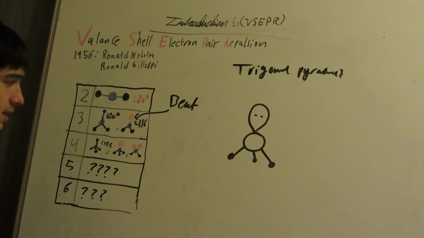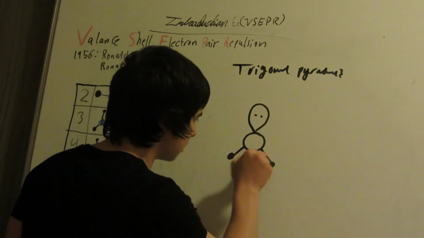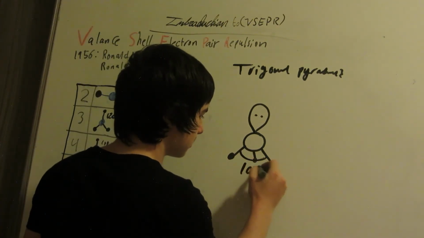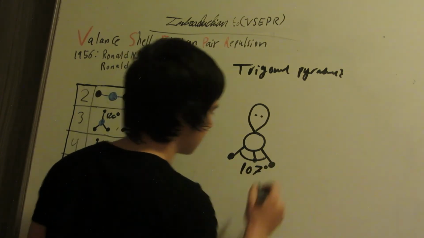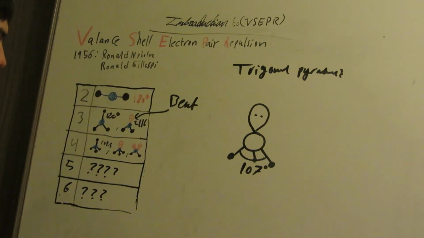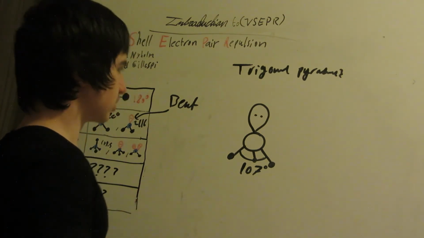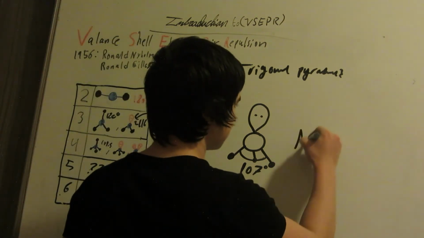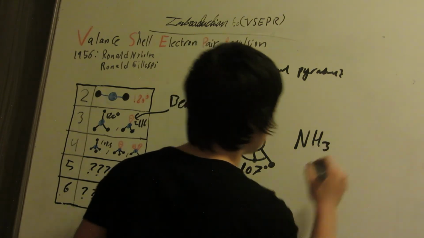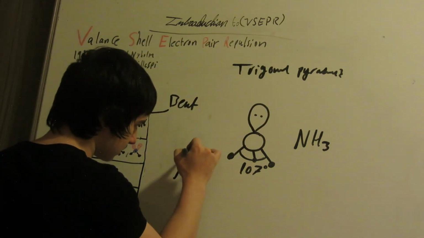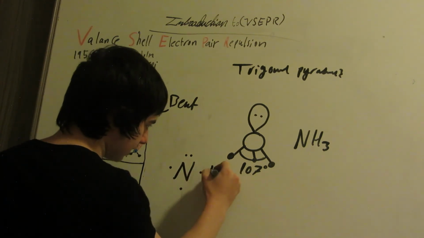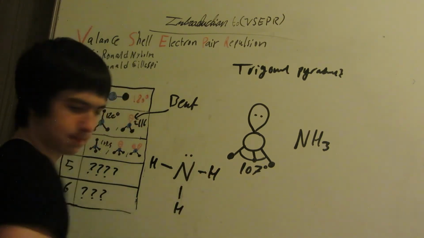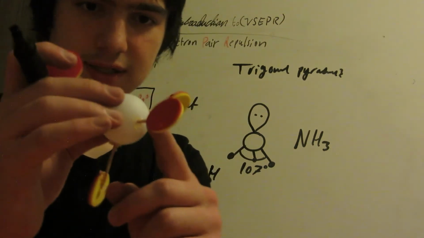As you can see, it's not even written, but we can just memorize it. It's going to be 107 degrees. So we're going to have 107 degrees, the bond angle in the trigonal pyramidal. An example of that can be ammonia, NH3. Nitrogen, hydrogen, hydrogen, hydrogen. Single, single, single.